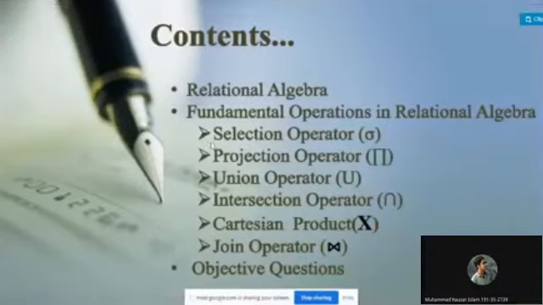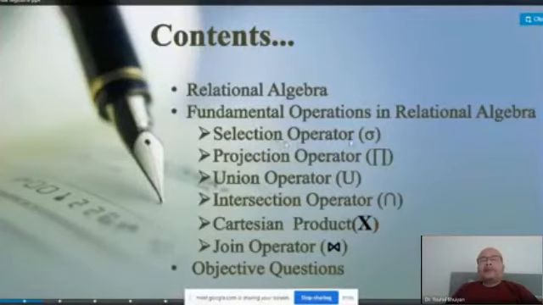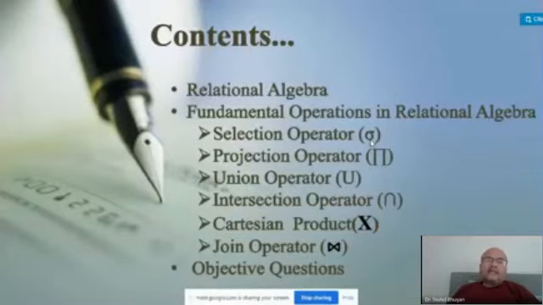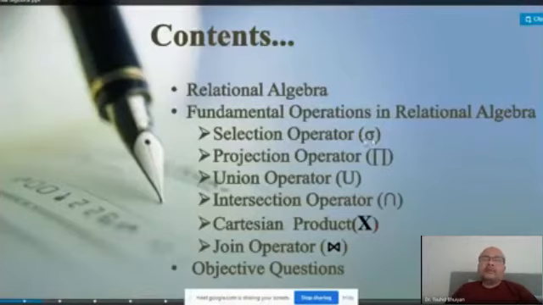Yes, sir. The selection operator is represented by a Greek symbol called sigma, S-I-G-M-A. How is it drawn? It's a circle and a little line. You draw a circle and then you put a line up there. So this is called sigma.